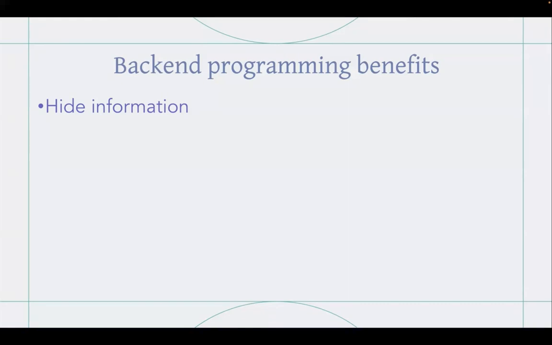If you are using web APIs and you have the web API key over there, anyone will be able to steal your web API key, right? So this is probably one of the most important benefits of using backend programming, right? You can hide the information. It's not going to be in plain JavaScript on the browser. It's going to be in the server, right?